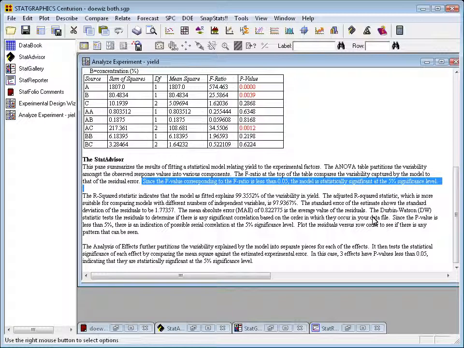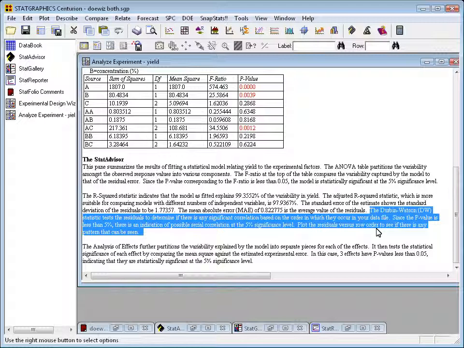Also, there are times when it will suggest that you do certain things. For example, going down a little farther, you can see it talks about the Durbin-Watson statistic and says since the p-value is less than 5%, there is an indication of possible serial correlation at the 5% significance level. Plot the residuals versus row order to see if there is any pattern that can be seen. That's the sort of interpretation that could be very helpful if statistics is not something you do every day.